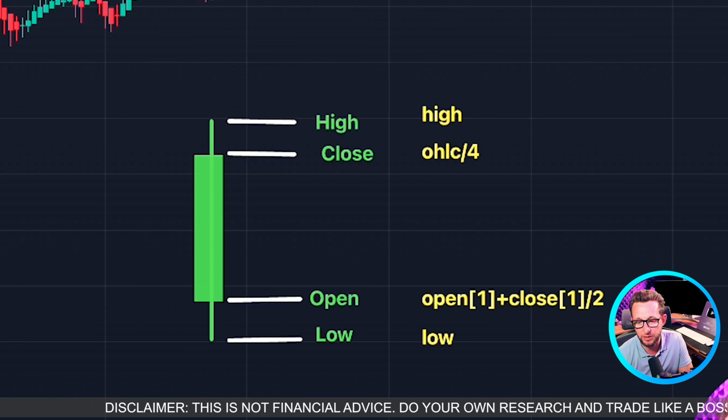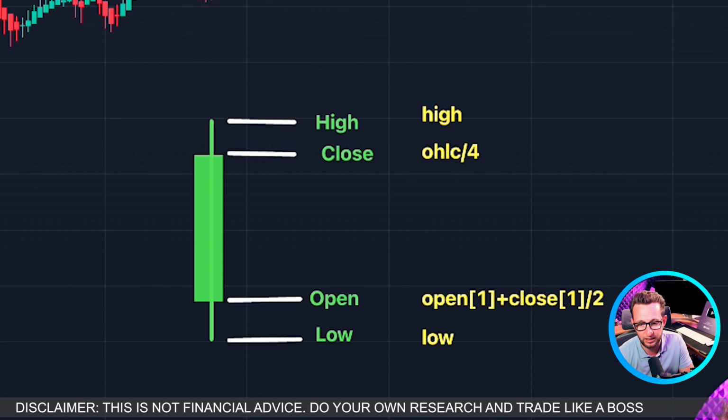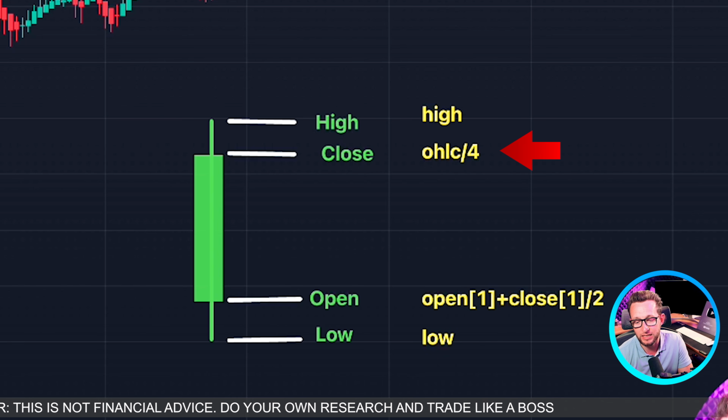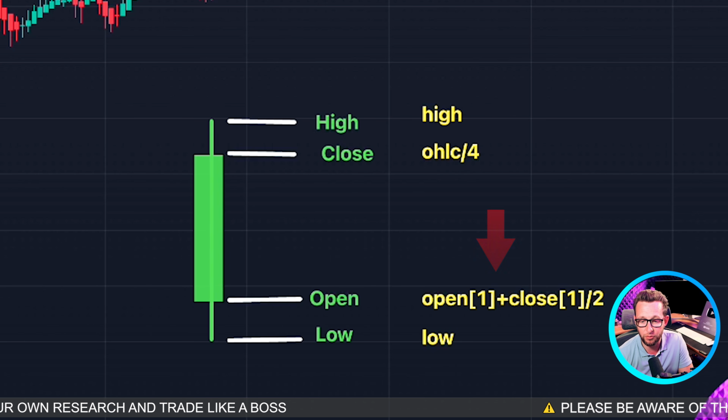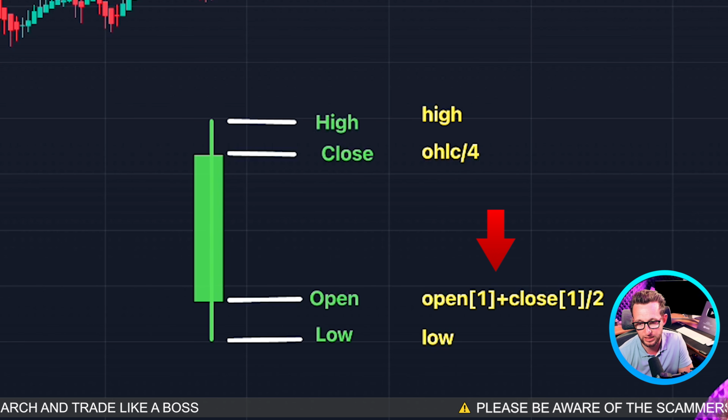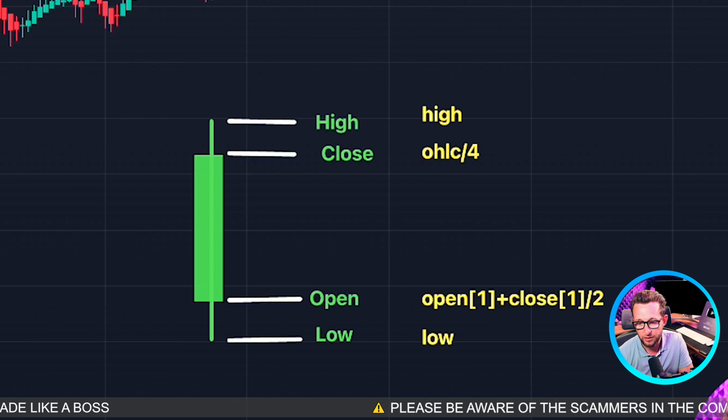In Heikin Ashi, we actually have high and low. They are exactly the same, but our close is actually the open, high, low, close divided by 4. And the open is actually the previous candle's open plus the previous candle's close divided by 2.